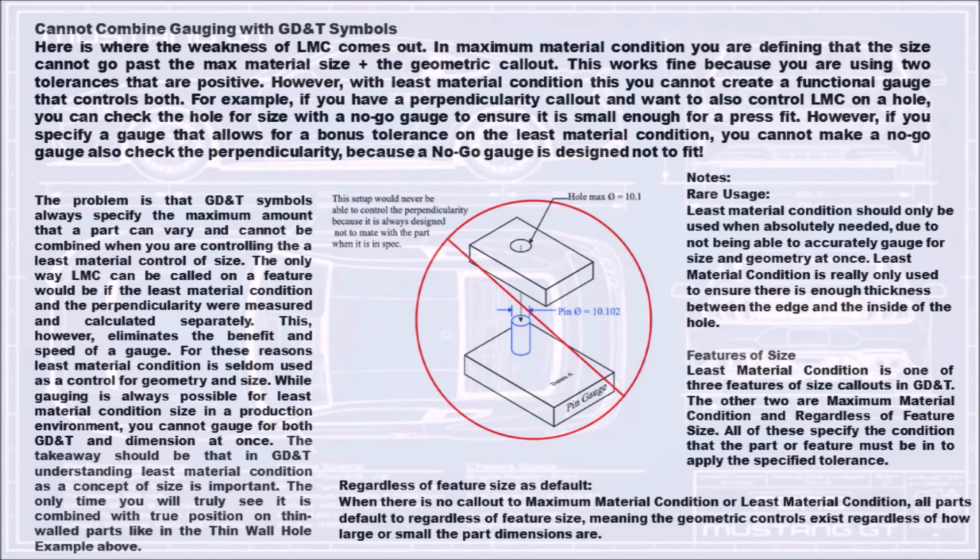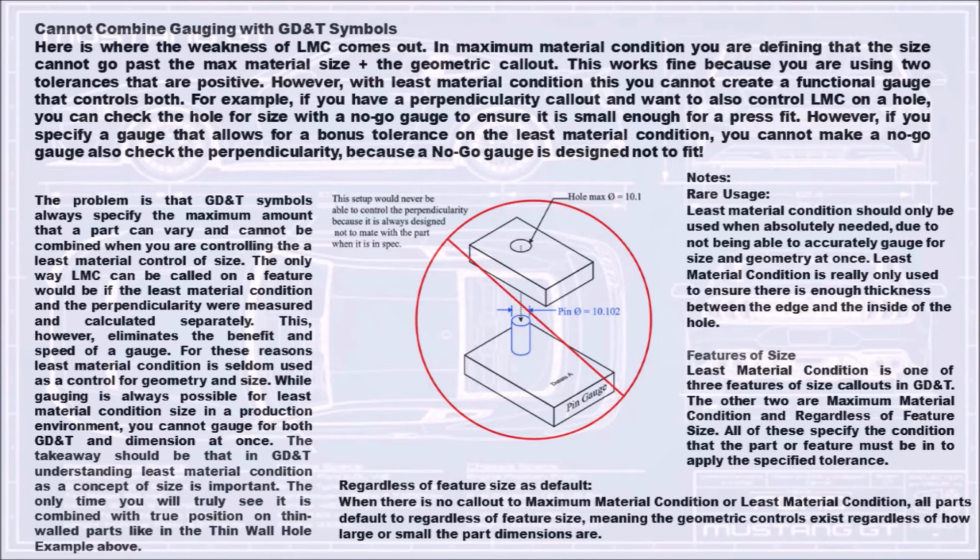While gauging is always possible for least material condition size in a production environment, you cannot gauge for both GD&T and dimension at once. The takeaway should be that in GD&T, understanding least material condition as a concept of size is important. The only time you will truly see it is combined with true position on thin-walled parts, like in the thin wall hole example above.